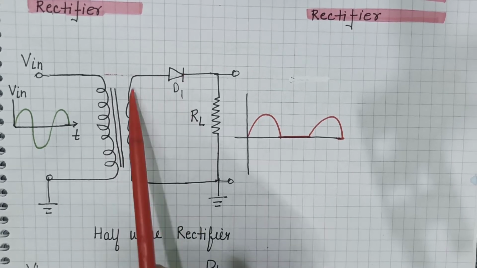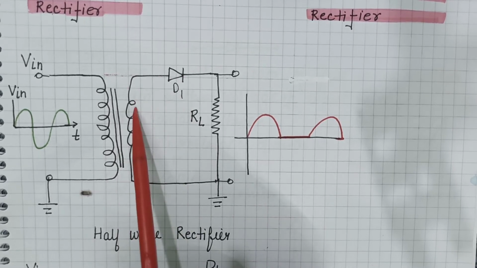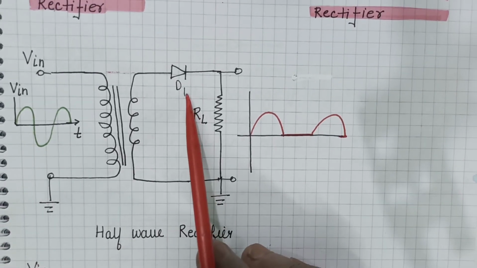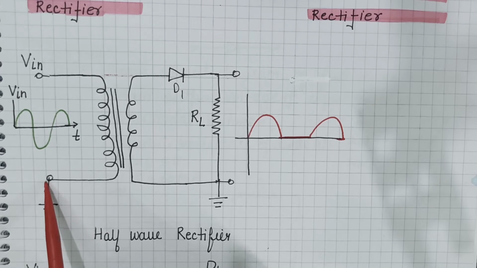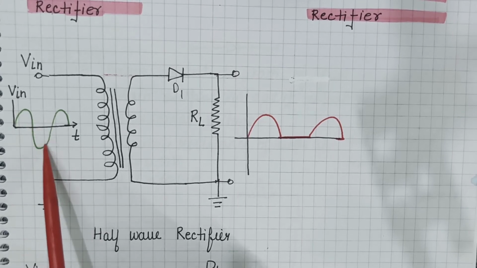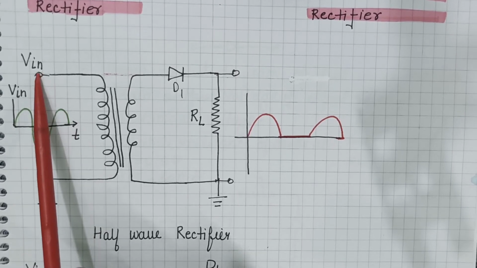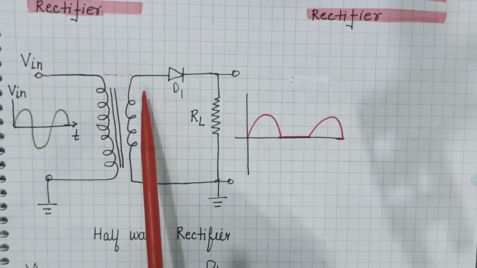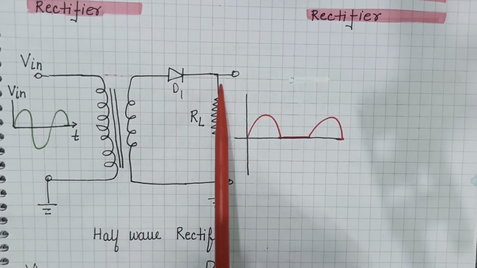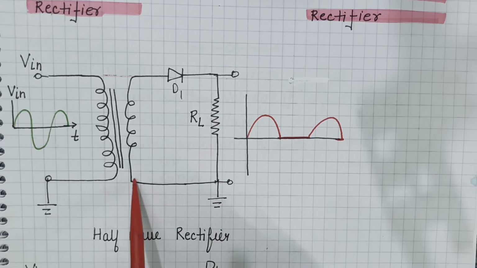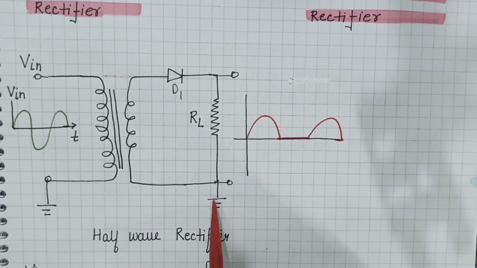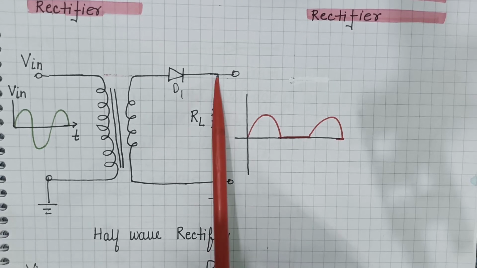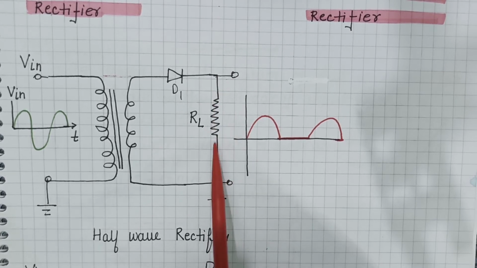Only one diode is connected with one end of the secondary. Now see the circuit diagram. This end is connected with the earth, 0 volt. So whatever input AC is applied, the voltage V appears on this end. Here the diode is connected with a resistance to this end of the secondary, and this end of the secondary is earthed, that is 0 volt. Now the output is taken across this load resistance RL.